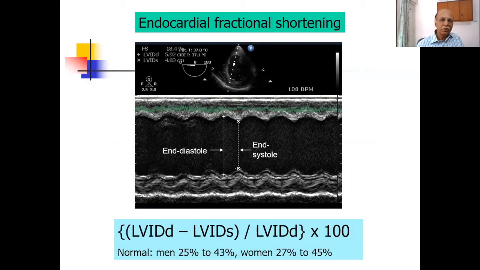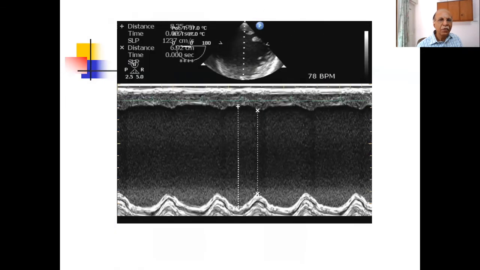So this is how it is performed. You have the transgastric short axis view, drop the M mode cursor on the inferior wall and the anterior wall and measure the end diastolic diameter and end systolic diameter. Substitute the values in this equation and you get the fractional shortening. In a patient who has got inferior wall motion abnormalities such as hypokinesia, here you can detect the LV dysfunction by measuring the LV end diastolic volume and pressure.